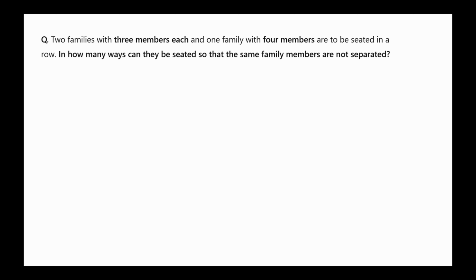Two families with 3 members each and one family with 4 members are to be seated in a row. Now this is a question of grouping. What we do in grouping is, let's say if I have 2, 3, 4 different objects, I group them together and then I consider them as one. Then I permute it with other different objects as well. So this is a question of grouping, so keep this in mind.